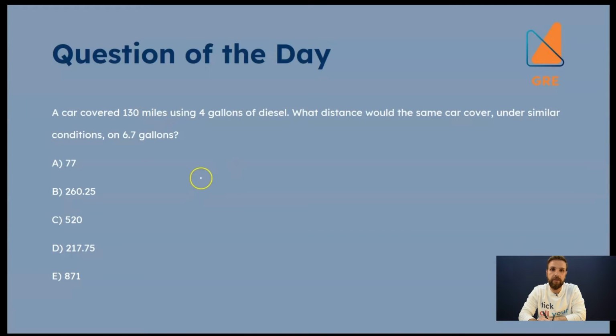In order to do that, we have to divide 130 by 4, and that would give us 32.5. Now, this 32.5, we multiply it by 6.7 gallons. So 7 times 5 would give us 35. So as soon as I see 5 over here, the last digit, I would immediately eliminate these.